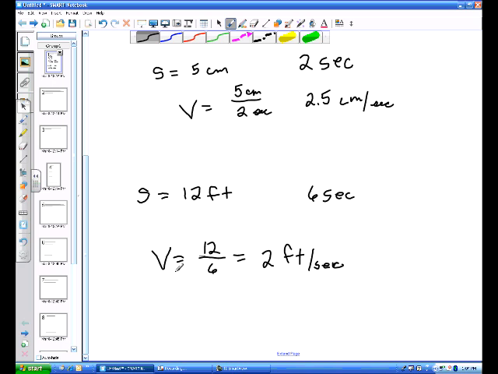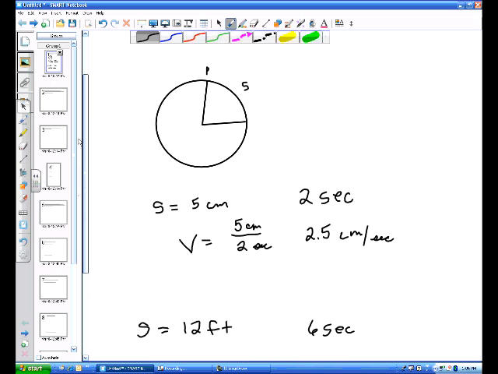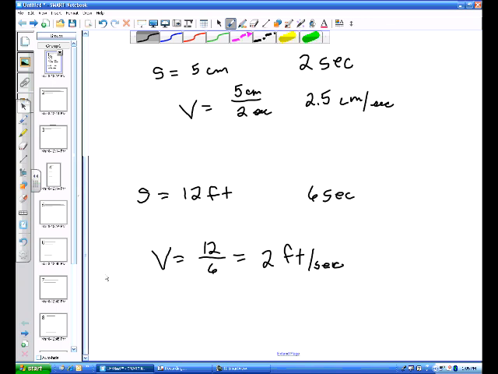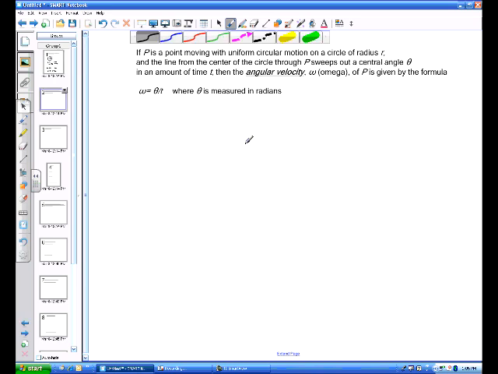Now, while it's moving on the edge of the circle, this central angle is also changing. So we have two things changing here. We have the linear velocity, how fast a point on the edge is moving, and then we're going to have how fast that angle is changing. And how fast that angle is changing is called angular velocity.